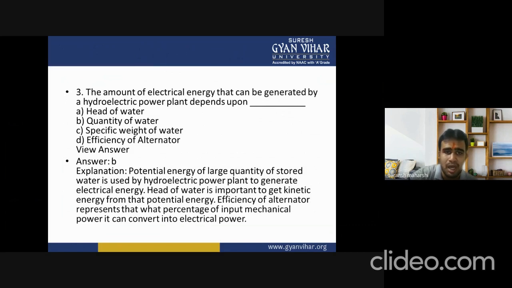Question number third. The amount of electrical energy that can be generated by a hydroelectric power plant depends on option A, head of water, option B, quantity of water, option C, specific weight of water, or option D, efficiency of alternator. So the correct answer is option B, quantity of water.